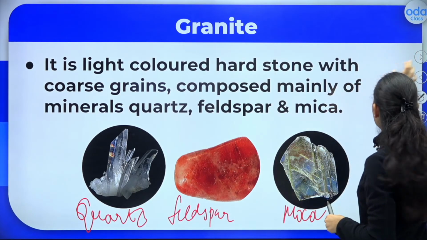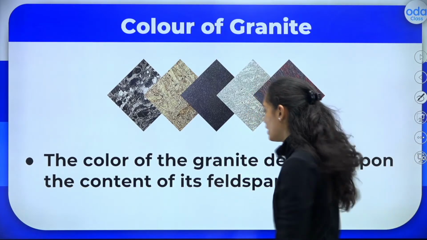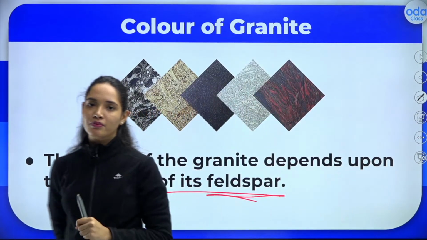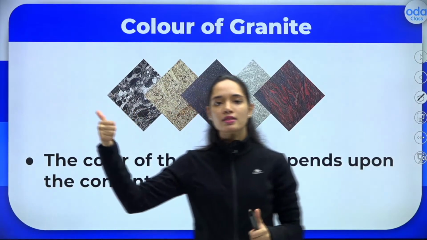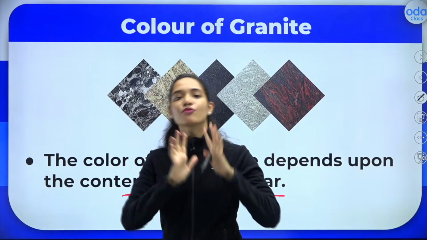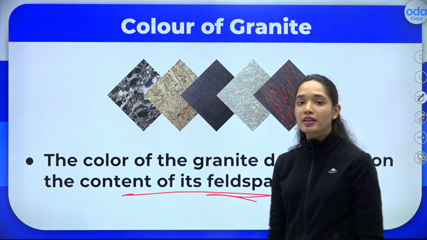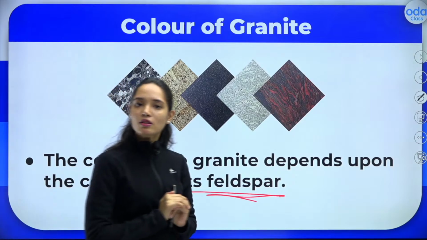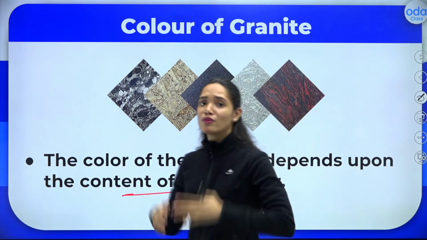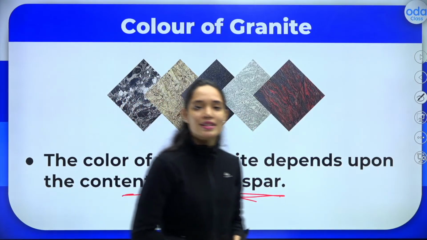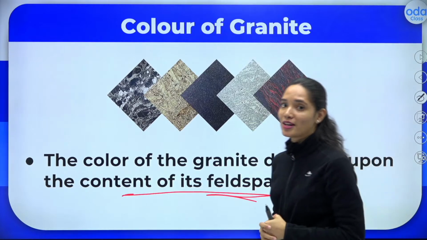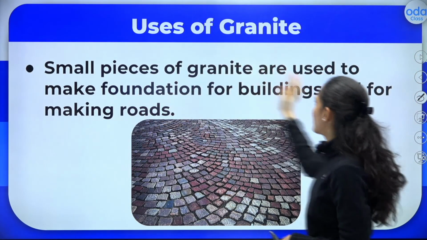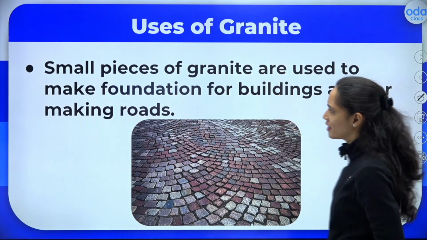So students, the color of the granite is wholly dependent upon the content of its feldspar. Now, if all of you are wondering, ma'am, why feldspar? Because there are three different minerals, there is quartz, there is mica as well. But why only feldspar is responsible for the color of the granite? Because feldspar is the principal constituent. What do you mean by principal constituent? That means it is that component which is present in the larger amount. You can consider feldspar as the main component that is present in the granite. Clear, students? Now all of you know the uses as well. Small pieces of granite are used to make foundations for roads, buildings and so on.